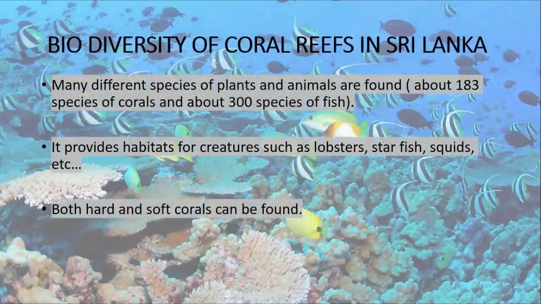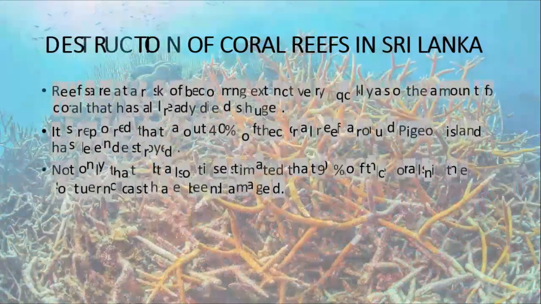There's a great variety among species of plants and animals in Sri Lankan coral reefs. There are about 183 species of corals and about 300 species of fish. It provides habitats for creatures such as lobsters, starfish, squids, etc. Both hard corals and soft corals can also be found in our reefs.